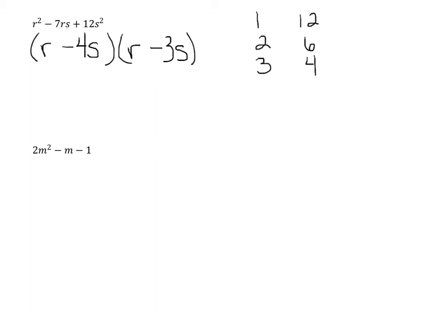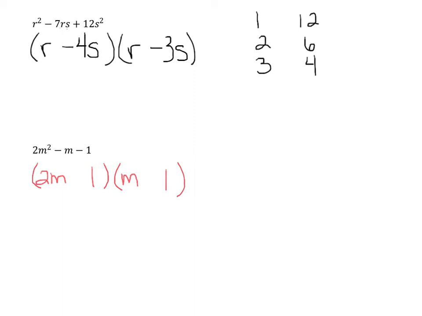Here's the last one. Now I can't split this 2 up because 2 is a prime number, which means that one of my terms will be 2m and the other will be m. I know my last term absolutely has to be 1 because 1 times 1 is equal to 1. This tells me my signs are different. This tells me that the larger value is negative.